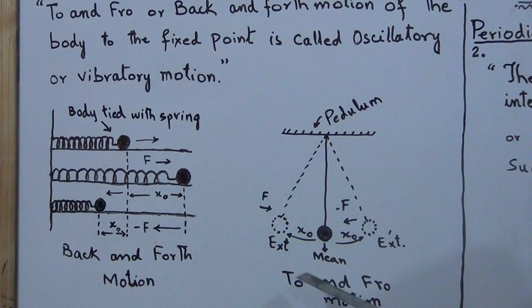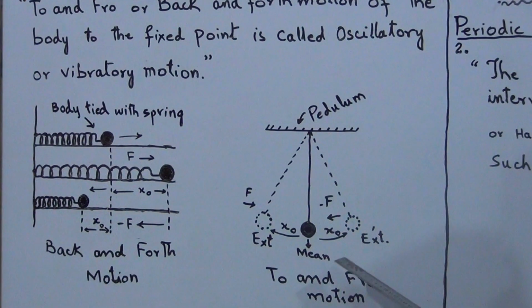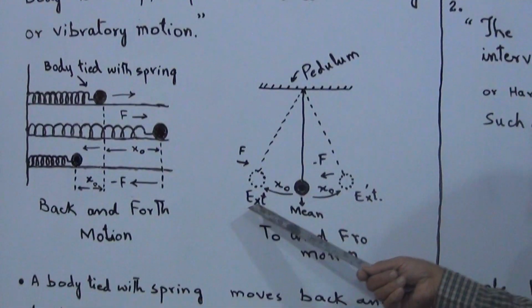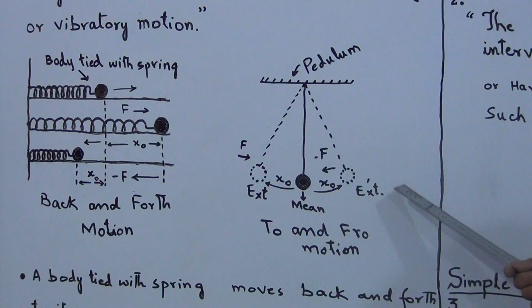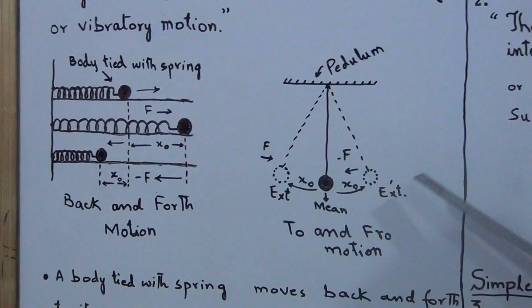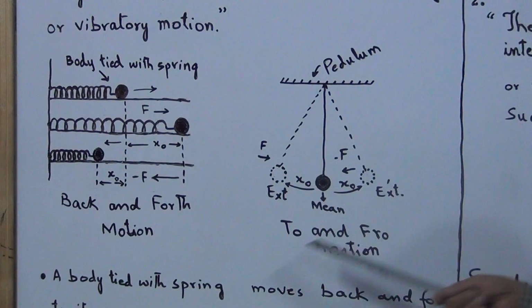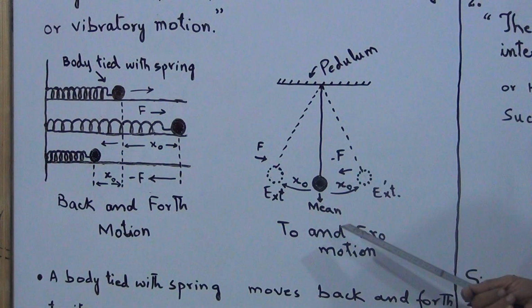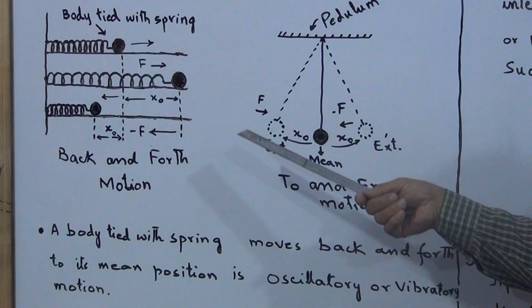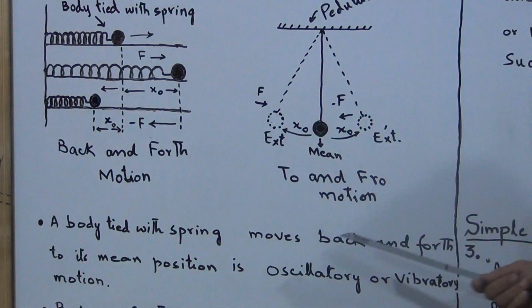Likewise, this body is called a pendulum. When you apply the force on the pendulum, it will move back and forth, or to and fro. This type of motion is called vibratory or oscillatory motion.